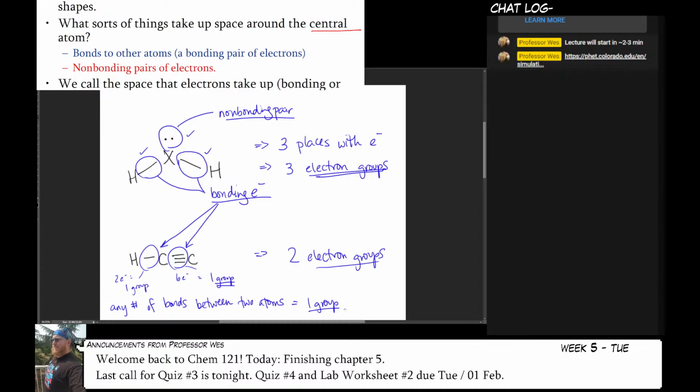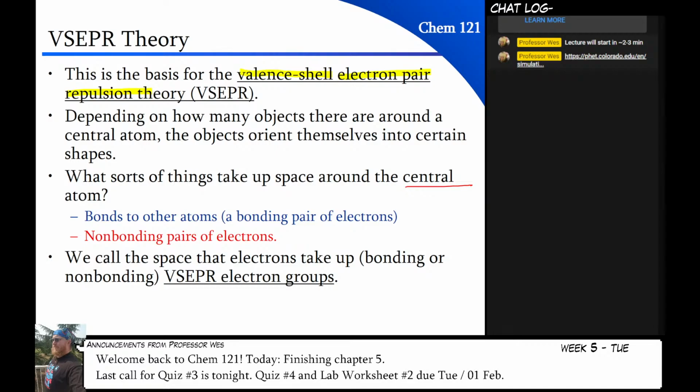So our goal is going to be draw the Lewis structure and then count the electron groups. That's your mission for starting out our Lewis structure geometry assessment. So again, the space that the electrons take up, we're going to call that VSEPR electron groups, or just electron groups if you prefer. That's what I call it because I feel like VSEPR is a little redundant.